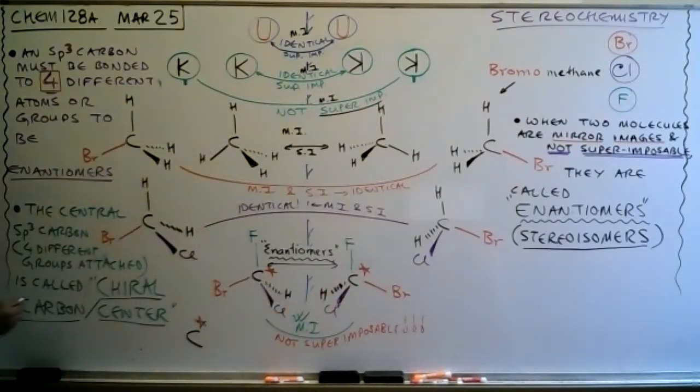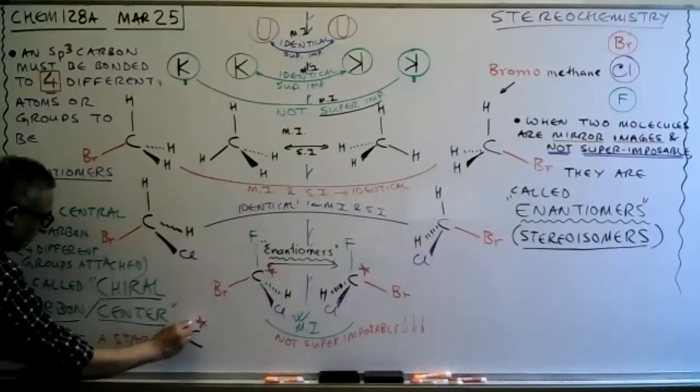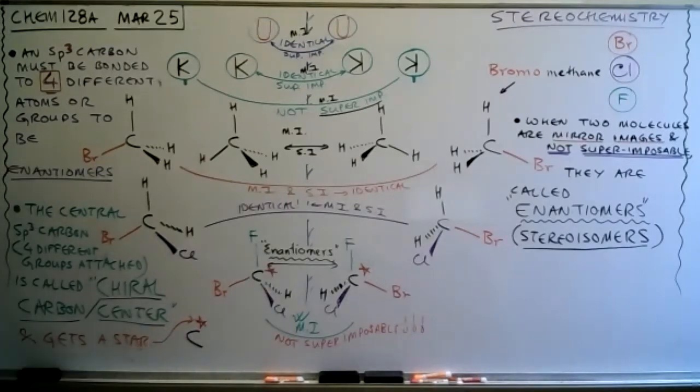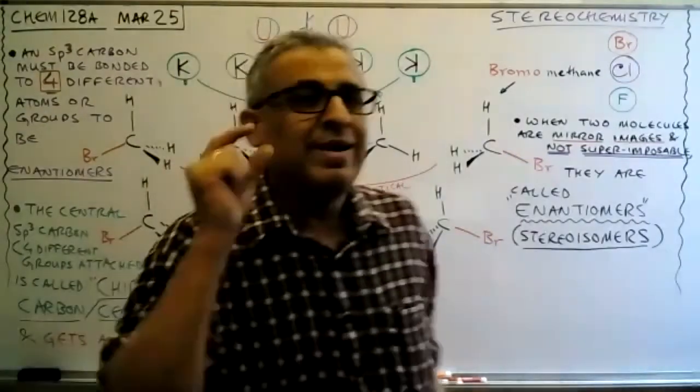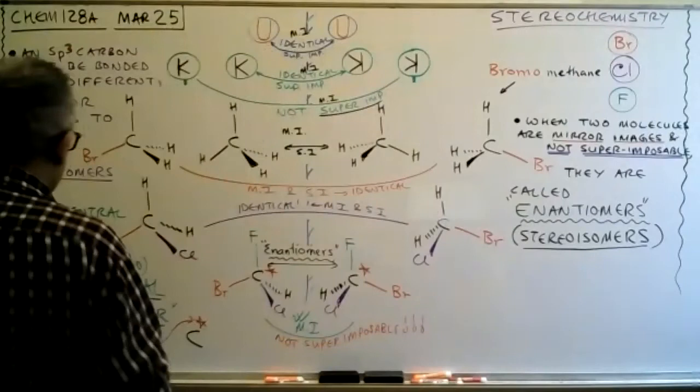Okay? And it gets a star like this. That's just to denote that the star indicates it's a chiral carbon. Make sense?